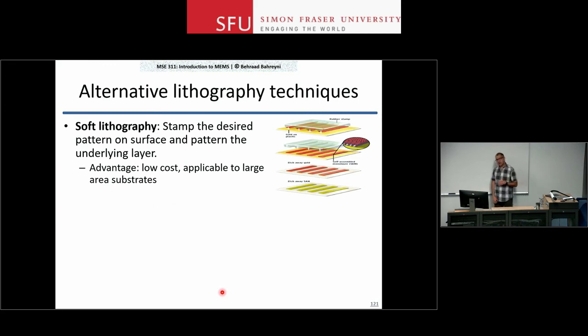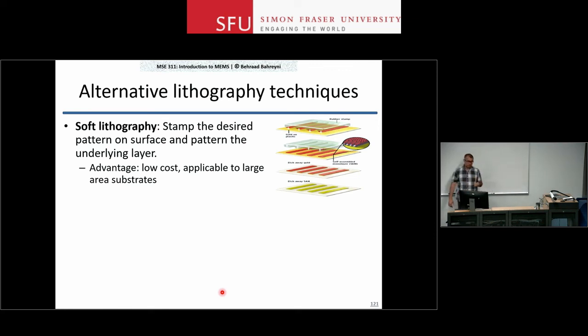There are alternative lithography techniques or pattern transfer techniques to photolithography. Soft lithography is one technique shown here, where you create a pattern, let's say on your mask, and put some soft material on top of it. The material will stick to your mask. You then print it onto somewhere else. It's like a stamp. The material that you have here is going to be your ink. You put your stamp here and transfer that pattern onto some other material.